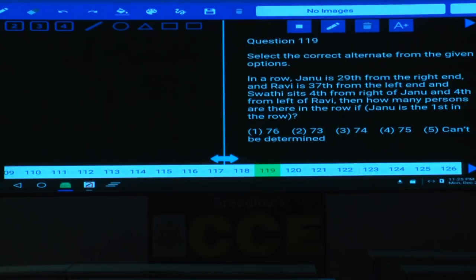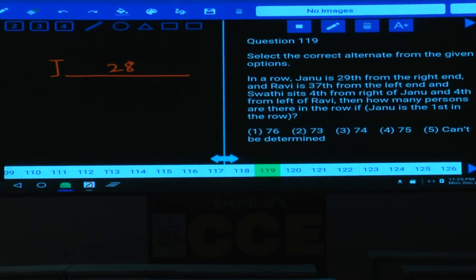Tell me how many of you had done this one. Question number 119. Now in a row, Janu is 29th from the right hand. Janu is 29th from the right hand. Now here, listen to this very carefully, because we are going to skip this one. Janu is 29th from the right hand means how many persons are there to the right hand side of Janu?